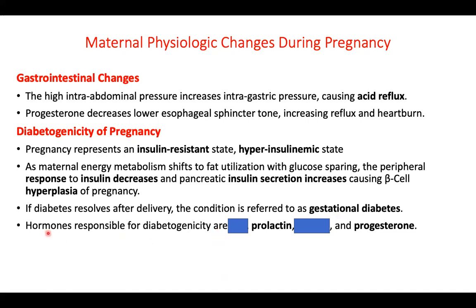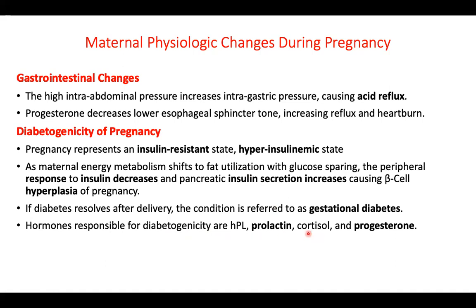Okay, what hormones are responsible for this diabetes? Okay, good. You guys said HPL. That's the most important one. Prolactin is another one. Progesterone is another one. There's another one. Try to think what increases glucose. What hormone do you normally know, especially in response to stress, increases glucose? Talked about in the previous lecture. It's cortisol.